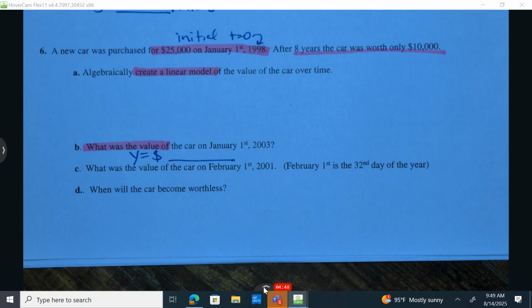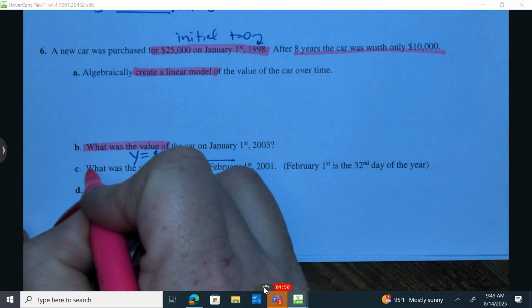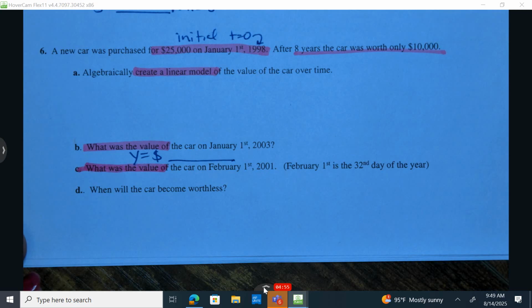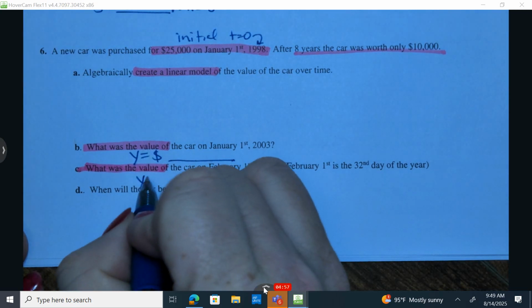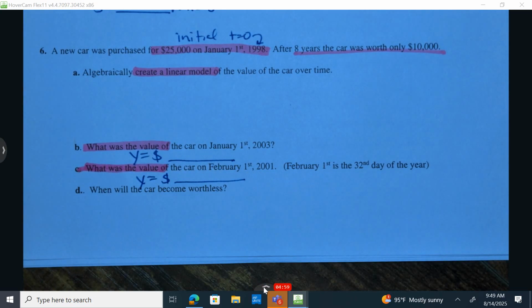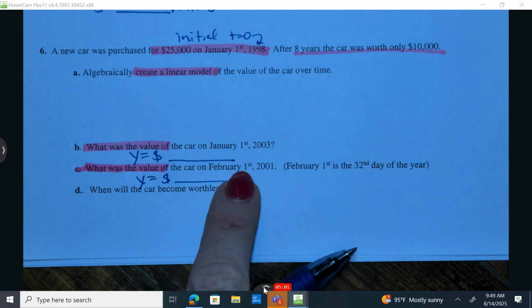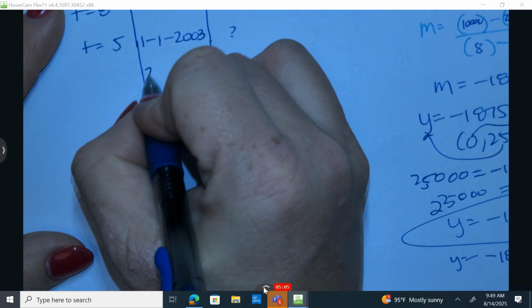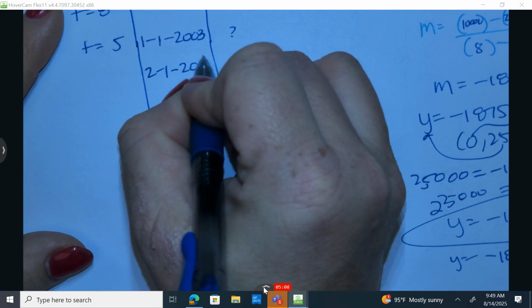If we go on to part C, what was the value? Again, we have another value question that we are desiring to answer. So y equals, and now we have a date of February 1st, 2001. So I come up here. February is the second month, so it's February 1st, 2001.